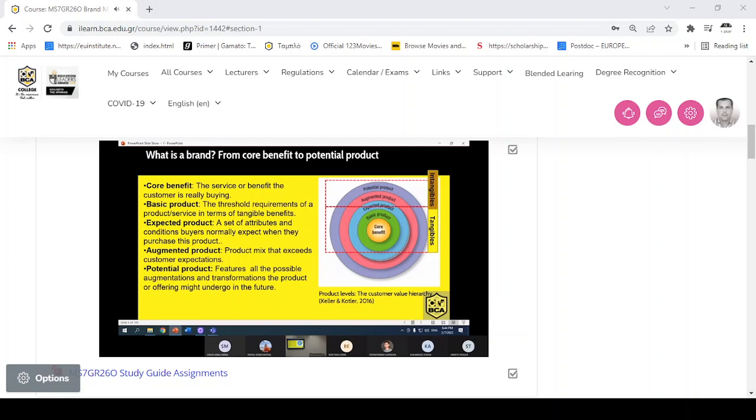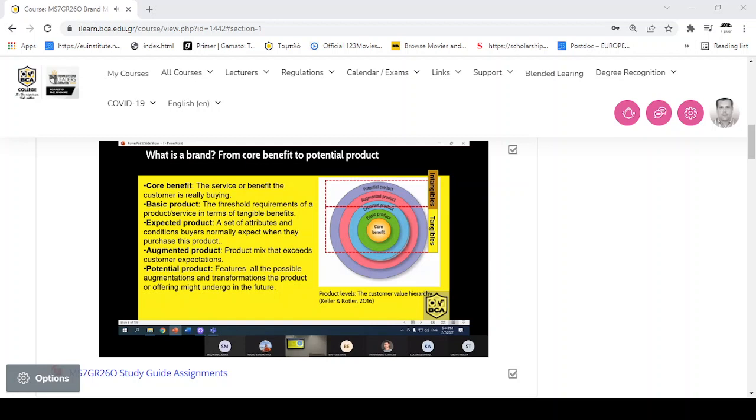And things start getting murkier as soon as we move to the fourth layer, that is the augmented product. This is the territory where most competition takes place nowadays. The augmented product is a product mix that exceeds customer expectations because you always add a little extra. And this extra doesn't have to be just product oriented. It may be added by adopting all sorts of different tactics from different strategic frameworks, which derive from all the P's, as we shall be looking at in great detail during week 3.